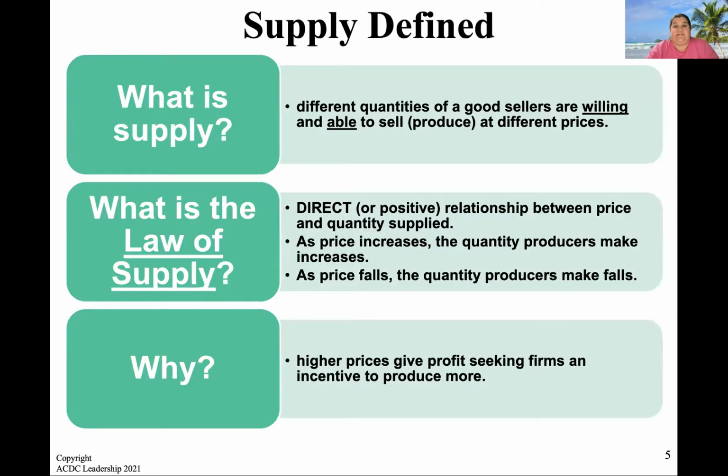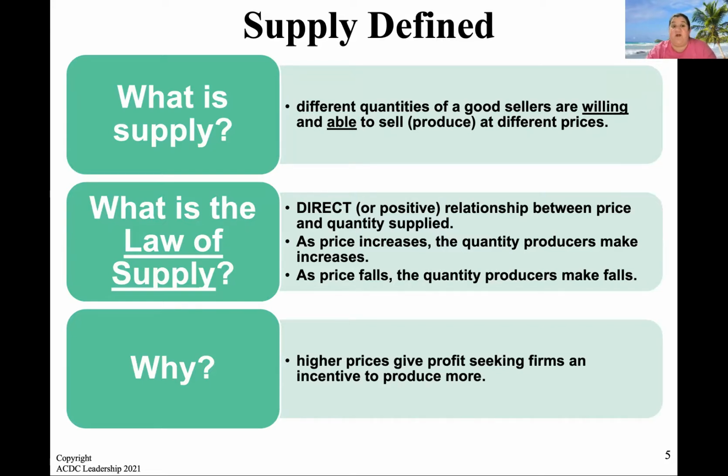Okay, some definitions for you guys. What is supply? It's the idea that there are different quantities of goods that sellers are willing and able to produce at different prices. So I might be willing to make iPhones, but newsflash, I'm not able to produce iPhones. And somebody might be able to produce something, but they're not willing to produce it. So you have to be both willing and able to sell or produce something to be characterized into the supply side of the equation.